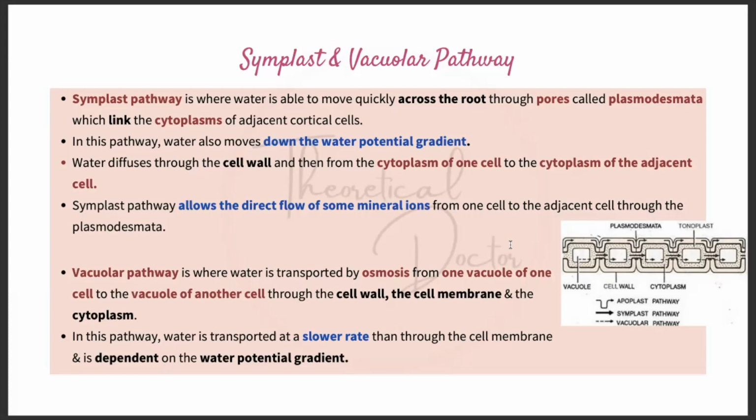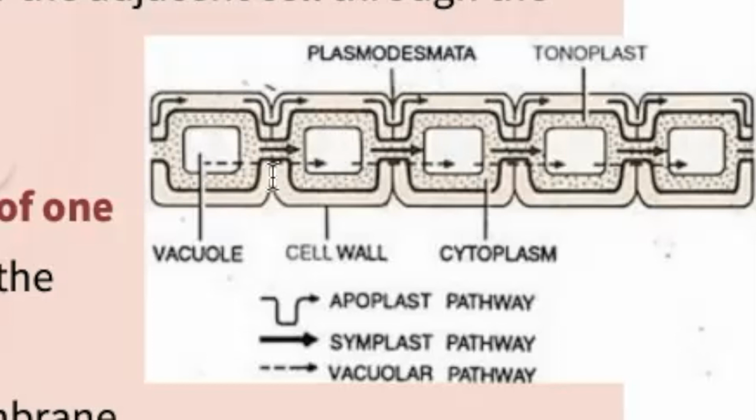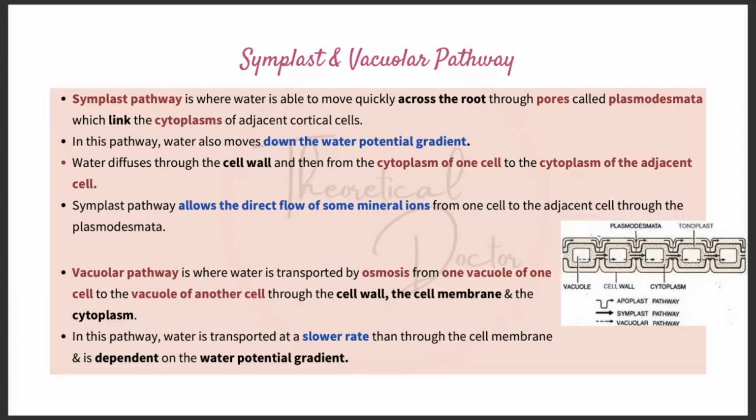It is where water is transported by osmosis from one vacuole of one cell to the vacuole of another cell through the cell wall, the cell membrane, and the cytoplasm. So it moves from one vacuole of one cell to the next vacuole of another cell. So why through the cell wall, cell membrane, and cytoplasm? Because it needs to cross through the cell wall, the cell membrane, as well as the cytoplasm. That's how it's able to exit the cell and enter into the next cell and finally into the vacuole again. So in this pathway, water is transported at a slower rate. Yes, it's slower because it needs to cross through so many barriers, including the cell membrane, and is dependent on the water potential gradient.